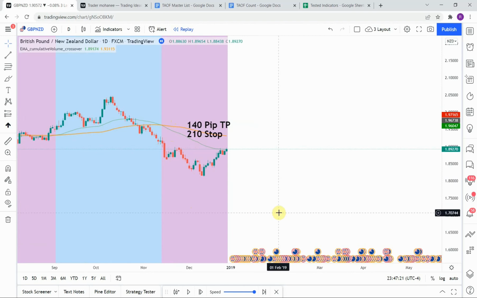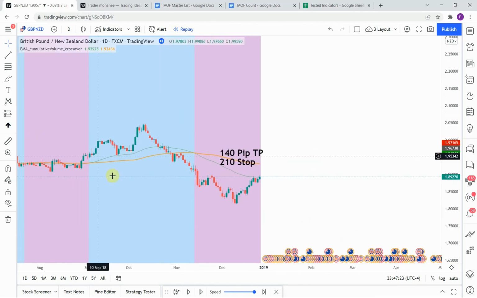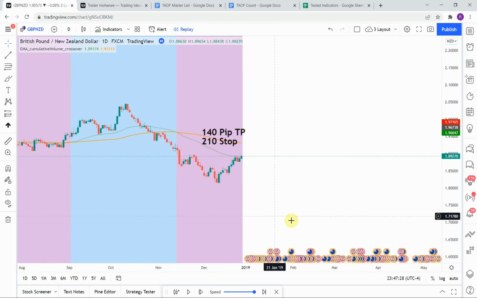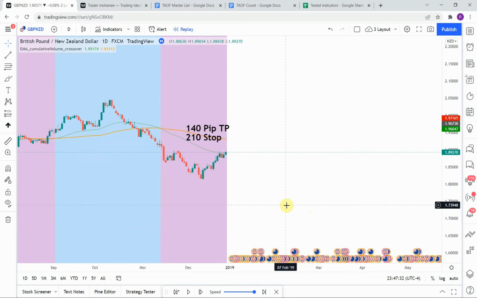And so basically what we're looking for is when we get a light blue background, we're going to go long. When we get a purple background, then we are going to go short. So pretty easy. Let's go ahead and get on with the testing and see what we can get out of this.